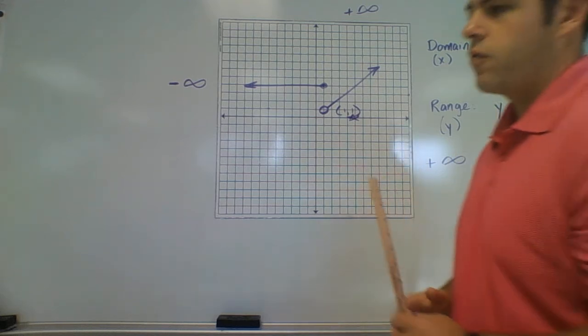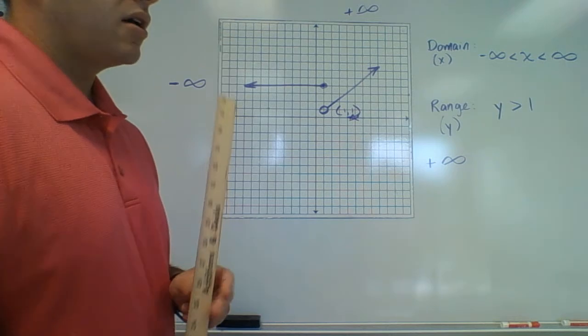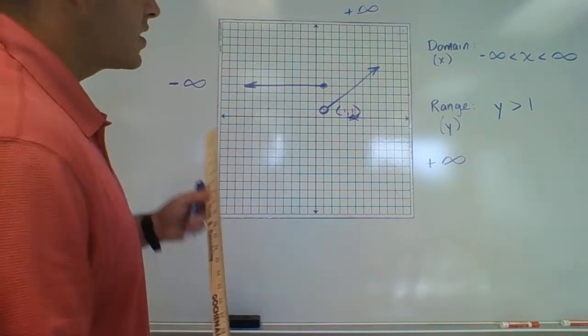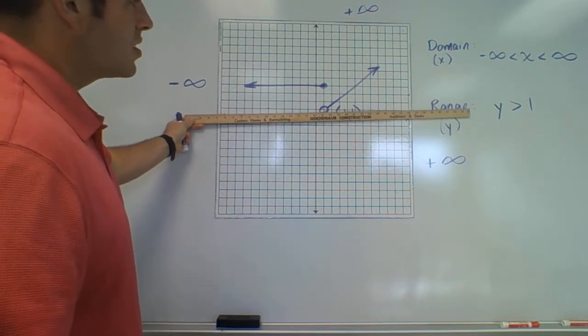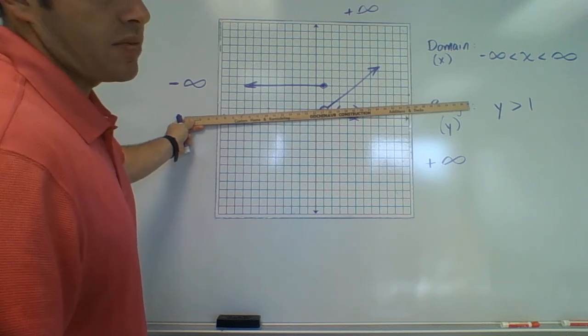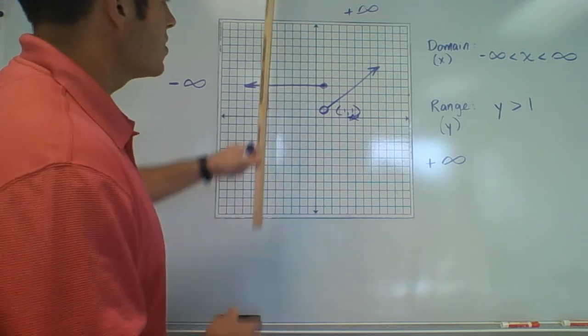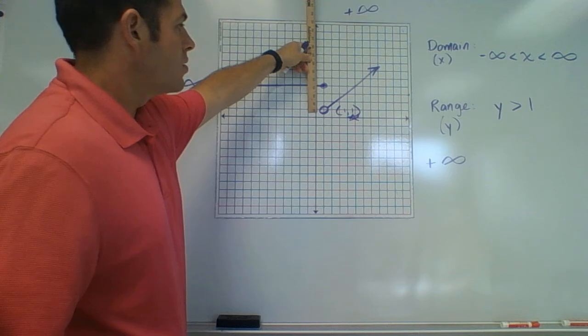So again, we're looking for our domain and our range for this piecewise function. For our domain, since we have things extending to the left all the way and to the right all the way, we have negative infinity is less than x, which is less than positive infinity. For our range, we have y is greater than 1, because there's nothing going on below the y value of 1, and that dot's open.